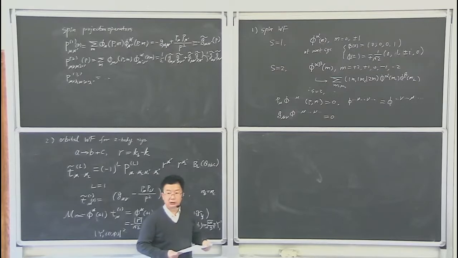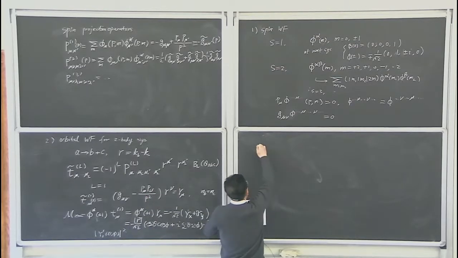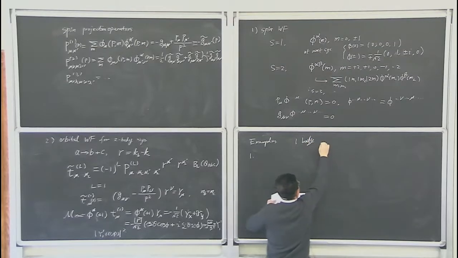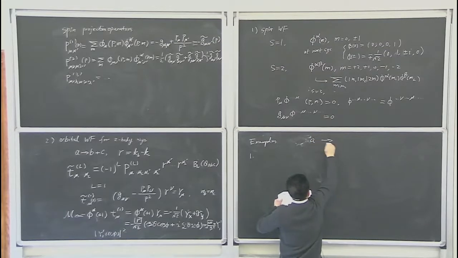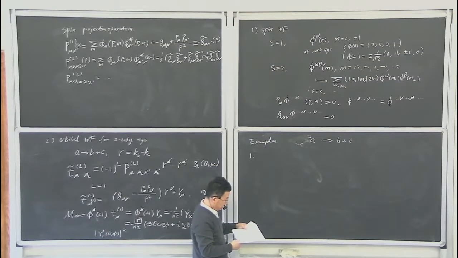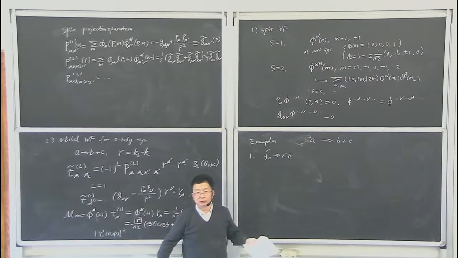So now I come to examples: one hadron decaying to two particles. First is one-body decay, or maybe just A to two particles, for various cases. The simplest case is F0 to pi pi. That's the most simple one.